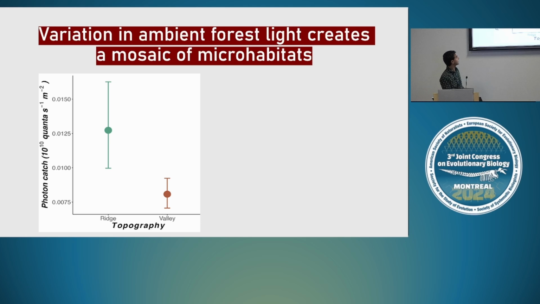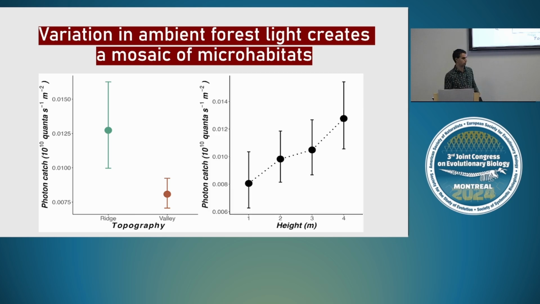So on the y-axis here is photon catch, which is essentially the perceived brightness of the light to a butterfly. And hopefully you can see that that differs significantly depending on whether a spectral measurement was taken on a ridge rather than a valley. And we saw similar associations with loads of other ecological variables too, like height. So the higher you go in the canopy, the more light there is. So that validated to us that ecologically relevant light environments do vary within forest habitats.